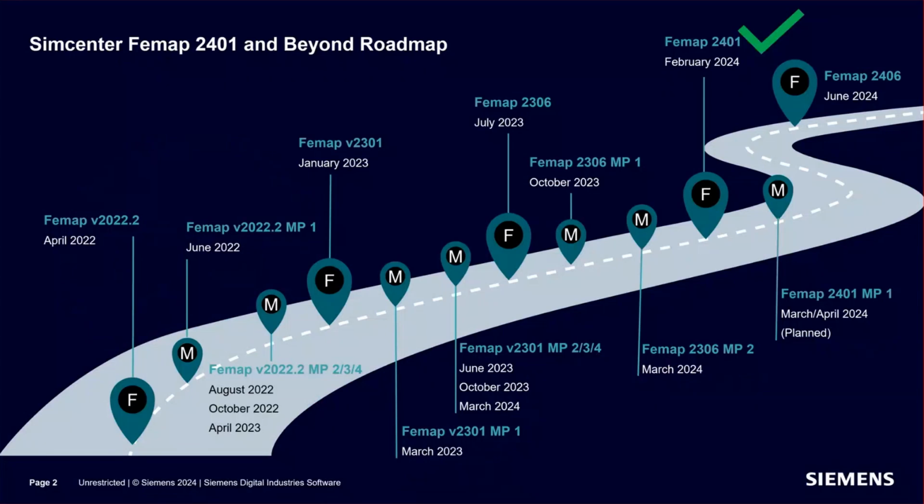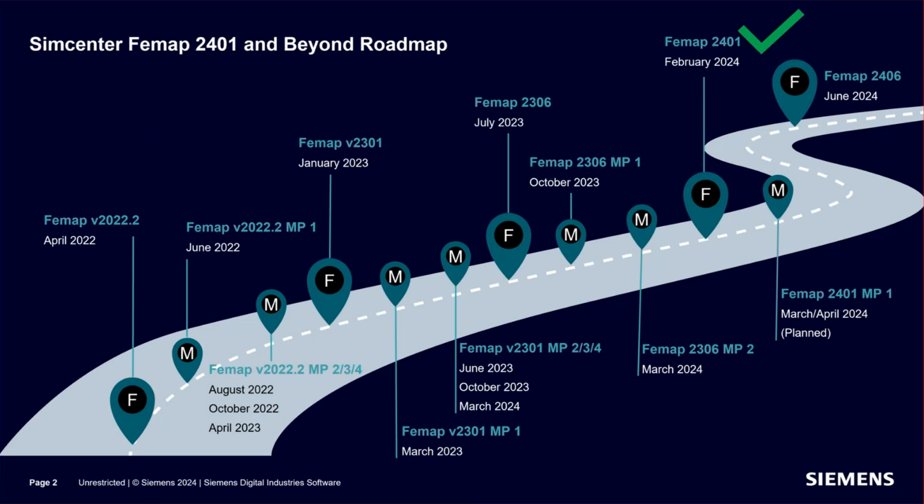This one we released in very early February of this year. Just so everybody knows, with the numbering scheme, the first two numbers are the year, and the second two numbers are the month, or as close to the month as we can get. We tried to bring it out in January, but we had an issue, so we had to wait until February 5th or so. And we also already brought out 2401 MP1.